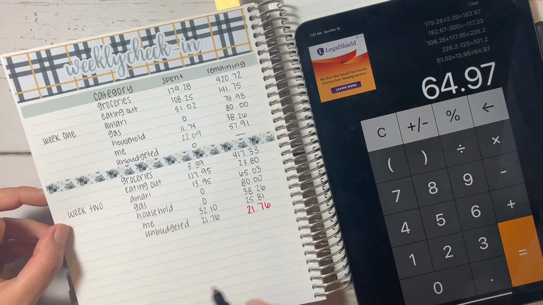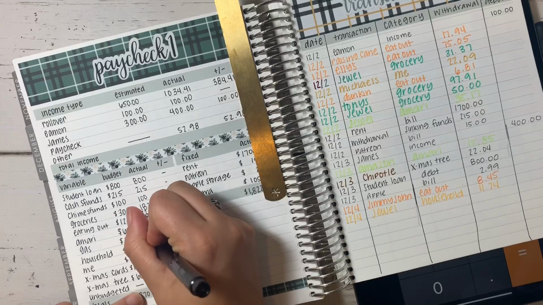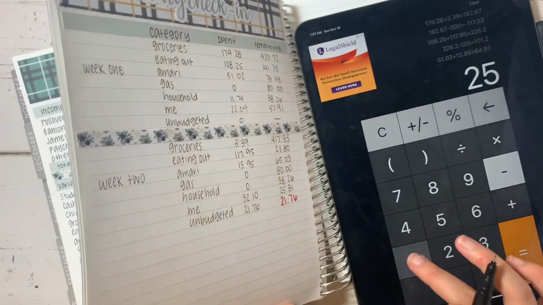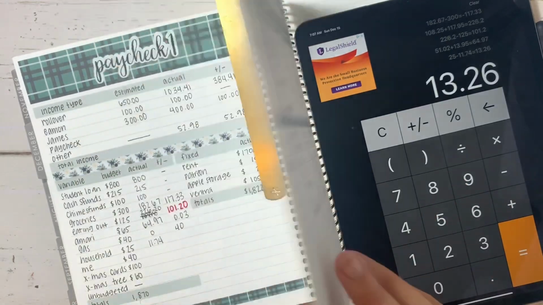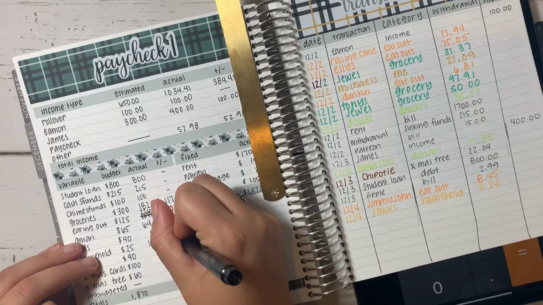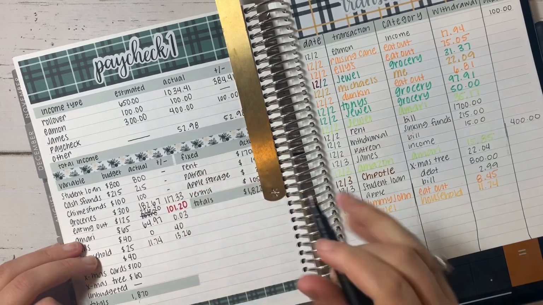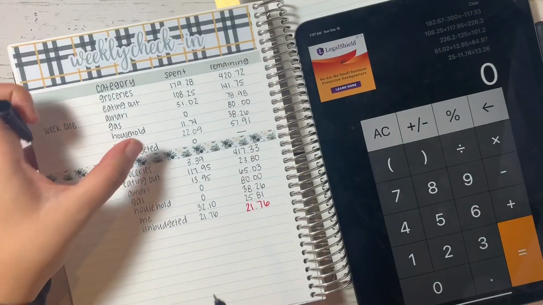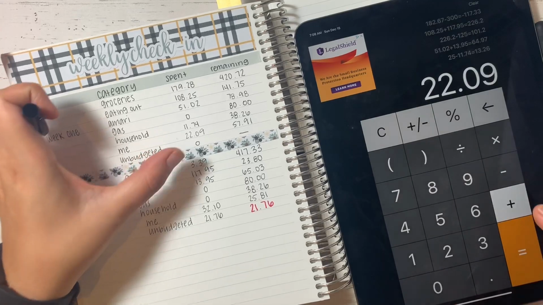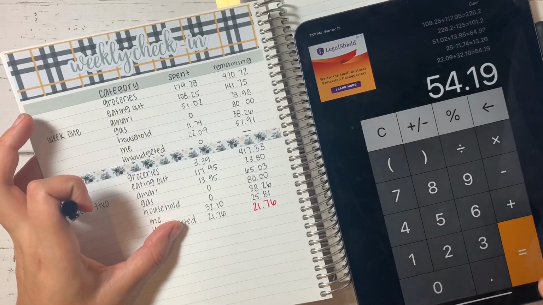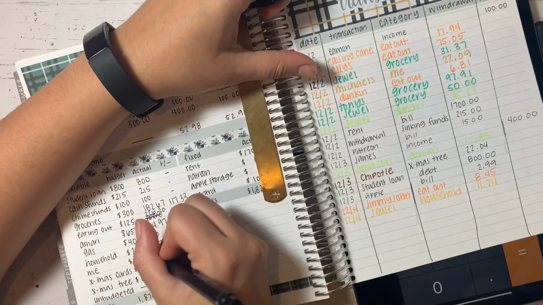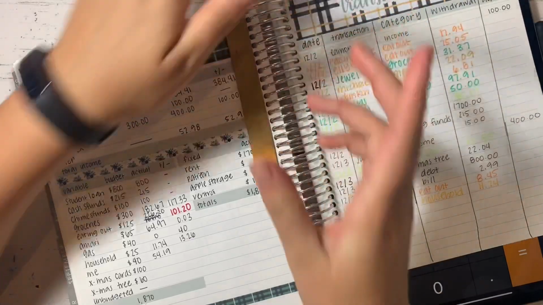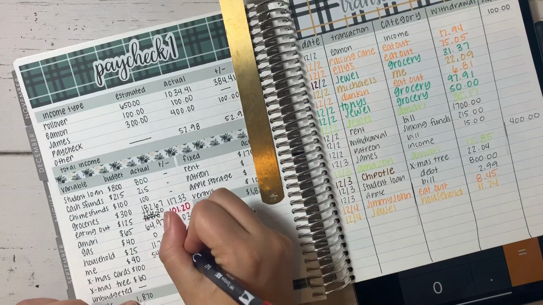For household, I spent $11.74 and nothing in this week. So $11.74 is my actual. So what I'll do then is do 25 minus $11.74, which is going to give me $13.26 remaining. Next up is me. So here I spent $22.09 plus $32.10, which puts me at $54.19. That means I'm over by $14.19.